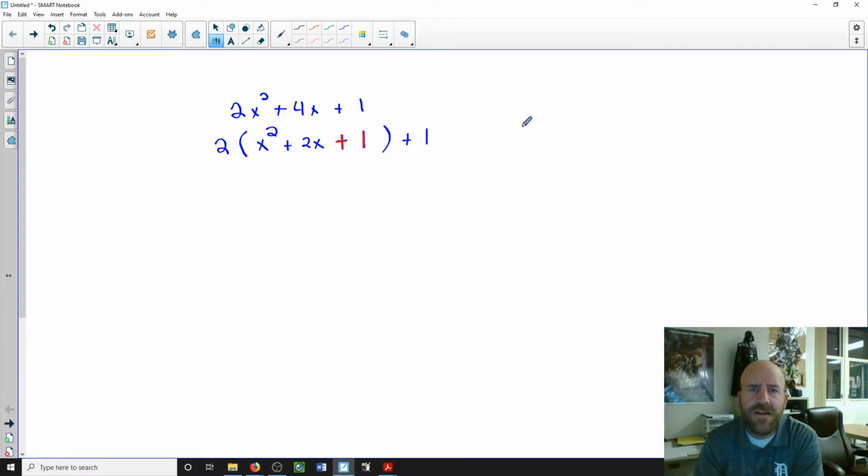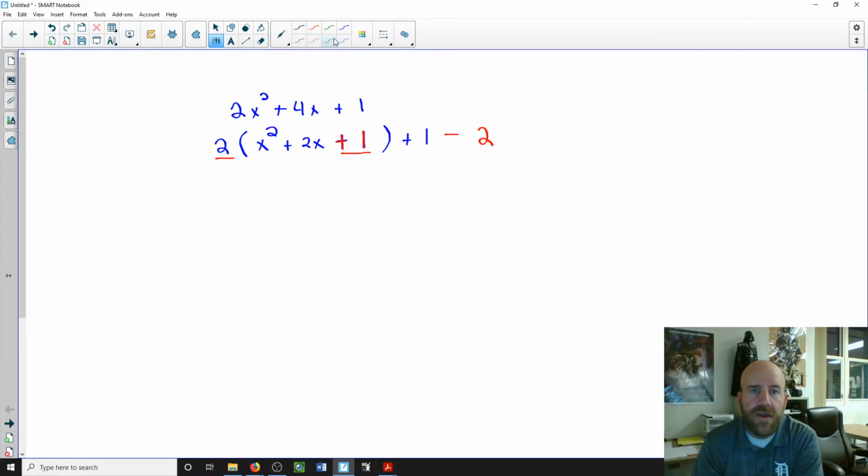We can't just subtract 1 from the outside, because if I were to distribute the 2 back in, we would end up with the 2x squared plus 4x, but we would end up with a new plus 2. So what we have to do is subtract 2. That comes from 2 times 1. So we have to multiply our new number by whatever's on the outside and then subtract it on the end.